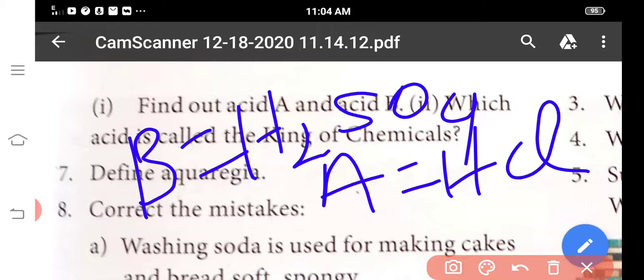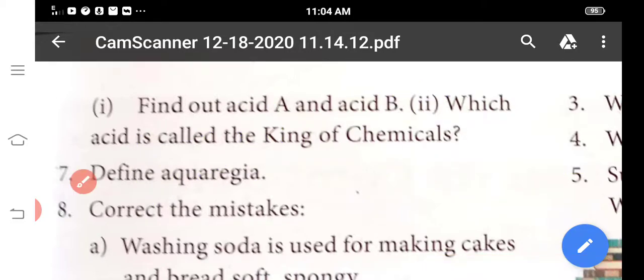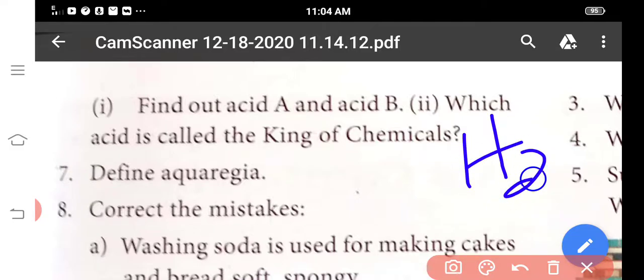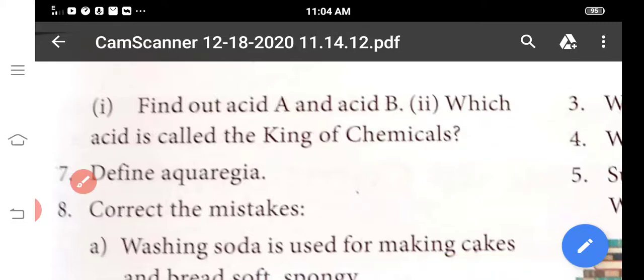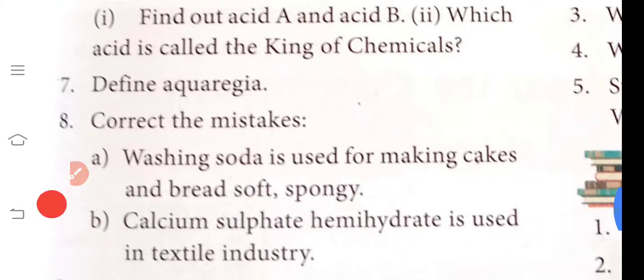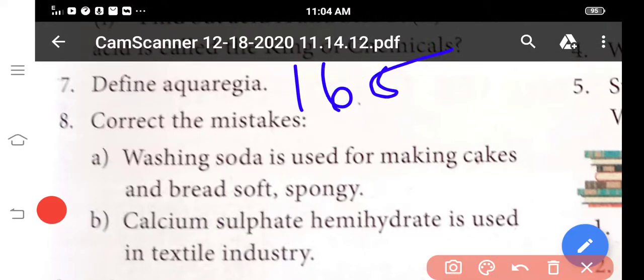The next one, which acid is called the king of chemicals? Which acid is called king of chemicals? Yes, H2SO4. Sulfuric acid is called the king of chemicals. Okay, next one, define aquaria. Page number 165. You see the page number 165, there is the answer.